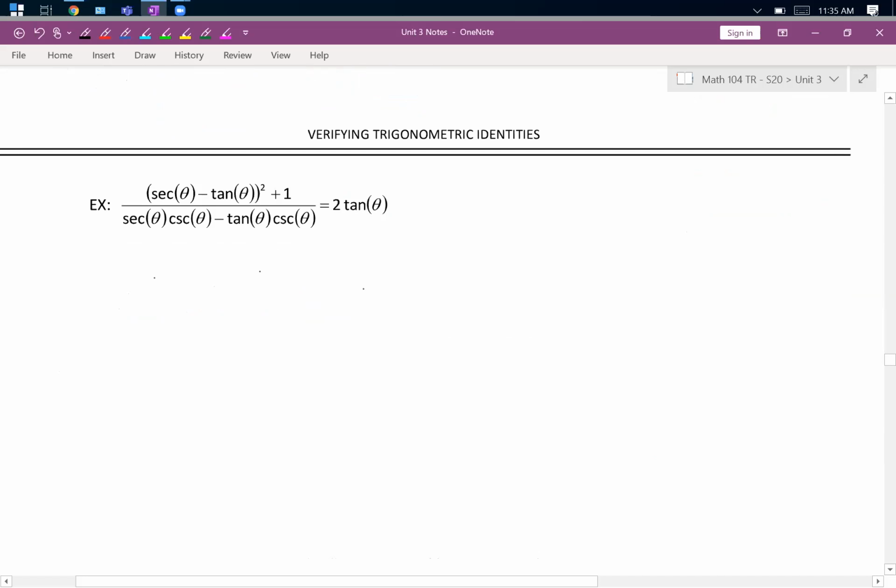Secant minus tangent squared plus 1 divided by secant cosecant minus tangent cosecant is equal to just 2 tangent. We start by identifying which is the more complicated side. What do you think the more complicated side is? Left. Definitely the left. So thinking algebraically, what has to happen? Well, a whole bunch of stuff has to cancel.